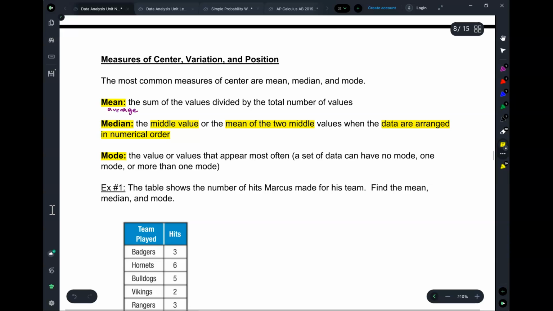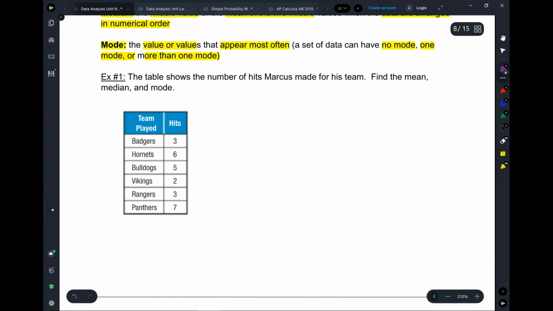The mode is the value or values that happen most often. A data set can have no mode. Like if I looked at all of your grades for this last quiz, and each of you got a different score, then there is no mode, right? If, let's say, 3 people got a 13 out of 15, that's a mode, right? The number that occurred most frequently. So there could be no mode, one mode, or more than one mode. Okay, so here we go.